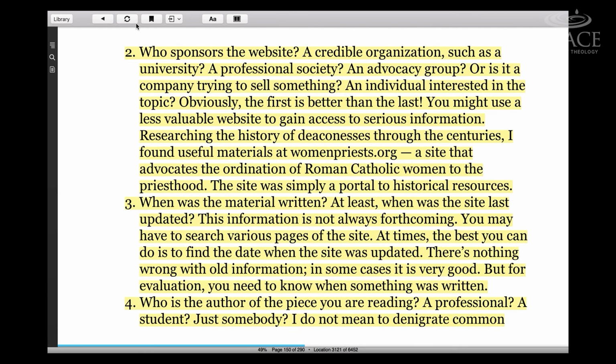Who sponsors this website? Is it a school? Is it a university? Or some other credible organization, a professional society like the Society of Biblical Literature or something like that? Or is it a group advocating some position? That's not as good. Is it trying to sell something? That's not as good either. An individual interested in a topic? You might run across some websites that might be useful if the individual is a reputable scholar.